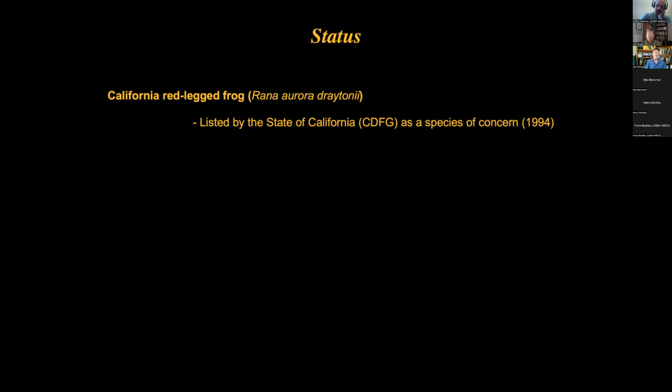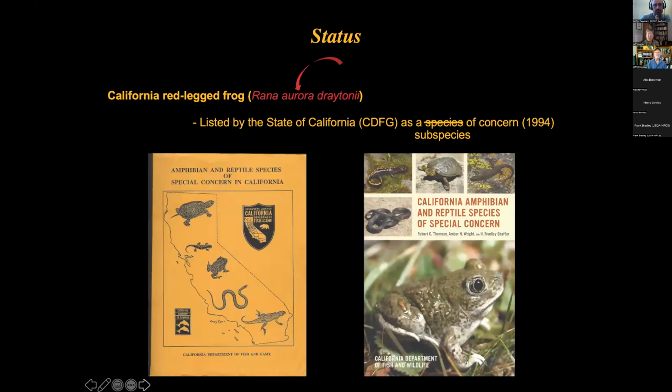So California red-legged frog, most of us know, is a species of concern with the state of California. Sometimes that gets lost in the fact that it's federally listed and we just ignore the fact that it's only a species of concern to the state. It's a benefit to us because it's a lot less permitting that you have to deal with. So I consider that actually a plus. But this listing as species of concern occurred when it was a subspecies, Rana aurora draytonii. Now it's moved to species and the status followed its elevation to species.